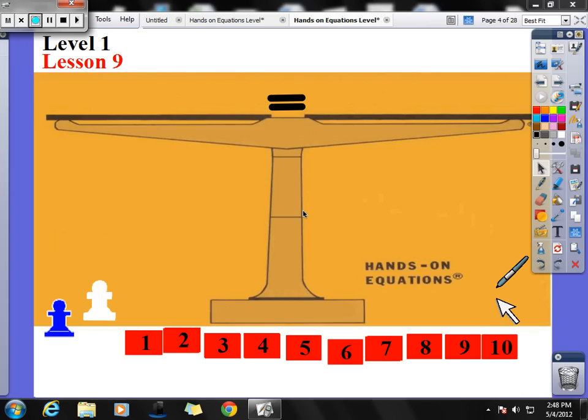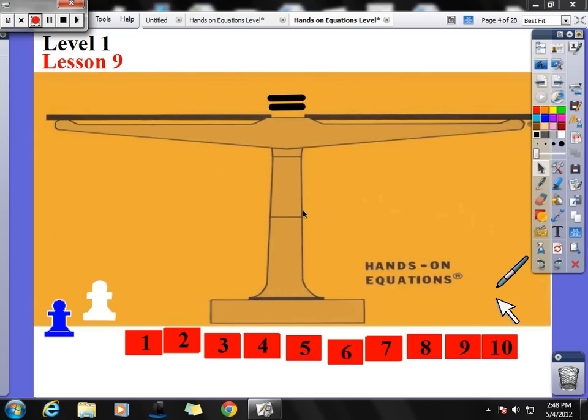So for now, what you need to make sure you have on your desk is a yellow hands-on equations board as well as your pieces. Today, you are going to need to get all of your blue pawns, which are your X's. So you want to have 8 blue pawns, and you want to have 8 white pawns. Remember, the white pawns are star. So we want to have our 8 X's, our 8 stars, and we want to have our red cubes.